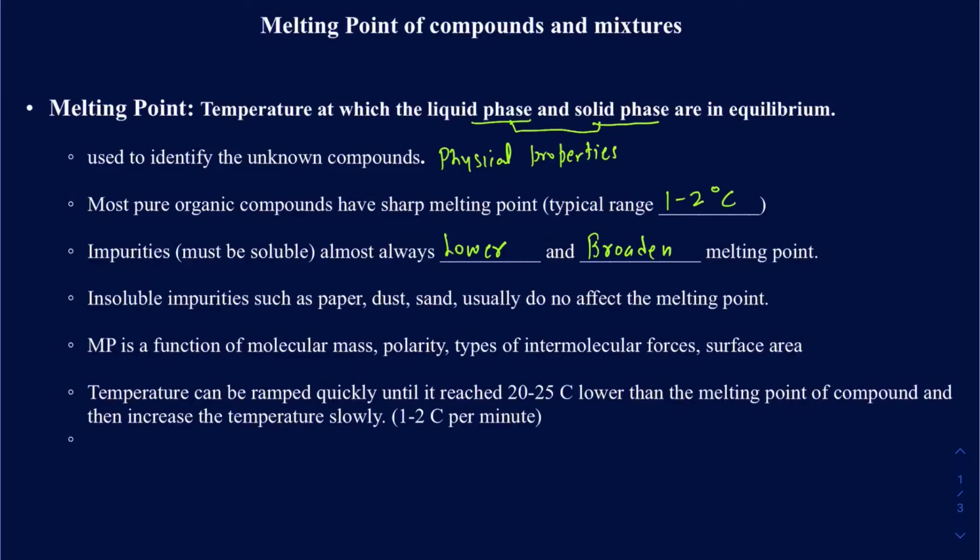So we talked about the melting point range typically being 1 to 2 degrees Celsius. If you have an impurity in there, it could be anywhere between 10 to 15 or even bigger than that, depending on the mixture and the type.